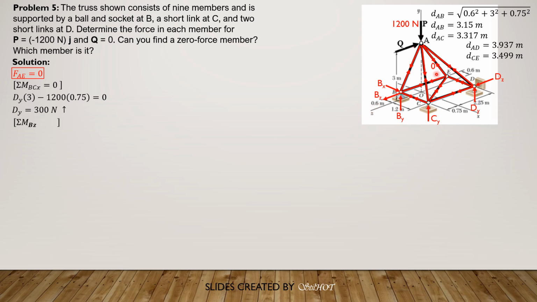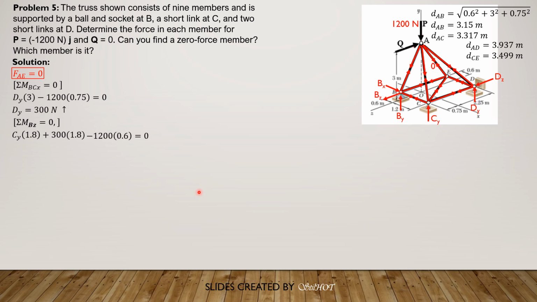Next, summation moment about BZ equals 0. So by right thumb rule, we have Cy times 1.8 positive plus 300 times 1.8 minus 1,200 times 0.6 equals 0. Of course, Dz is not involved again because it is parallel to BZ.